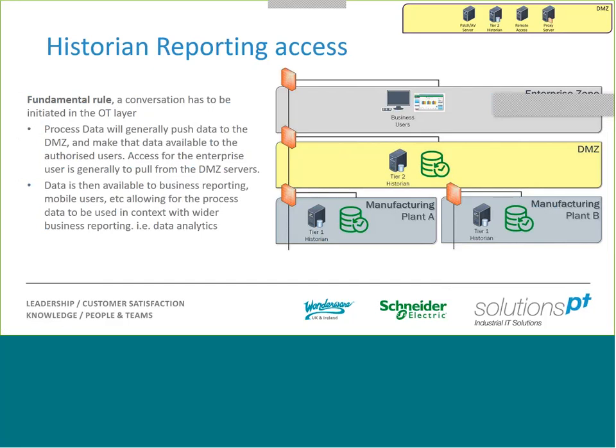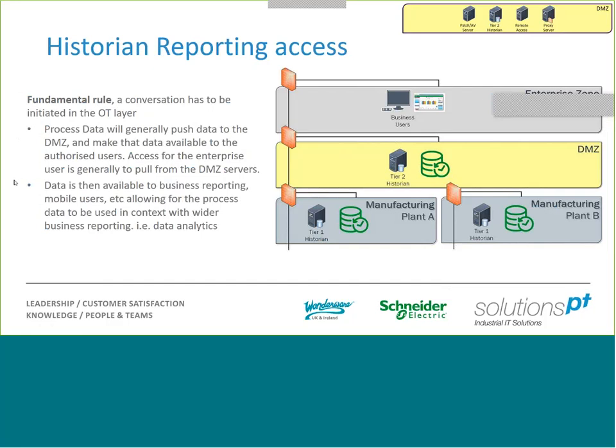If we now look at historian reporting, let's start by looking at this fundamental rule, that a conversation has to be initiated in the OT layer. Processed data will generally push data to the DMZ and make that data available to the authorized users. Access for the enterprise user is generally to pull the data from the DMZ servers. Data is then available to business, reporting, and mobile users, allowing for the processed data to be used in context with wider business reporting, such as data analytics.